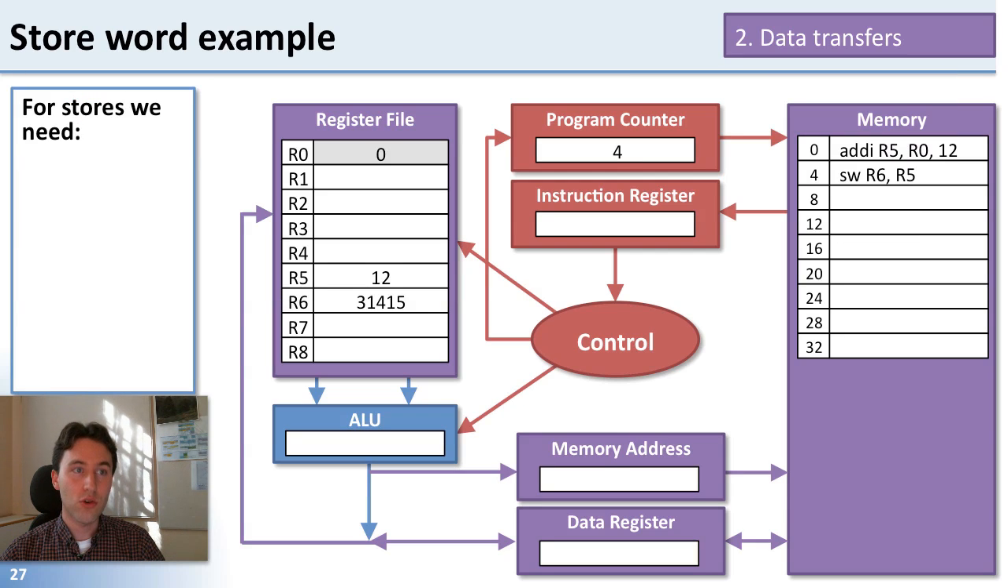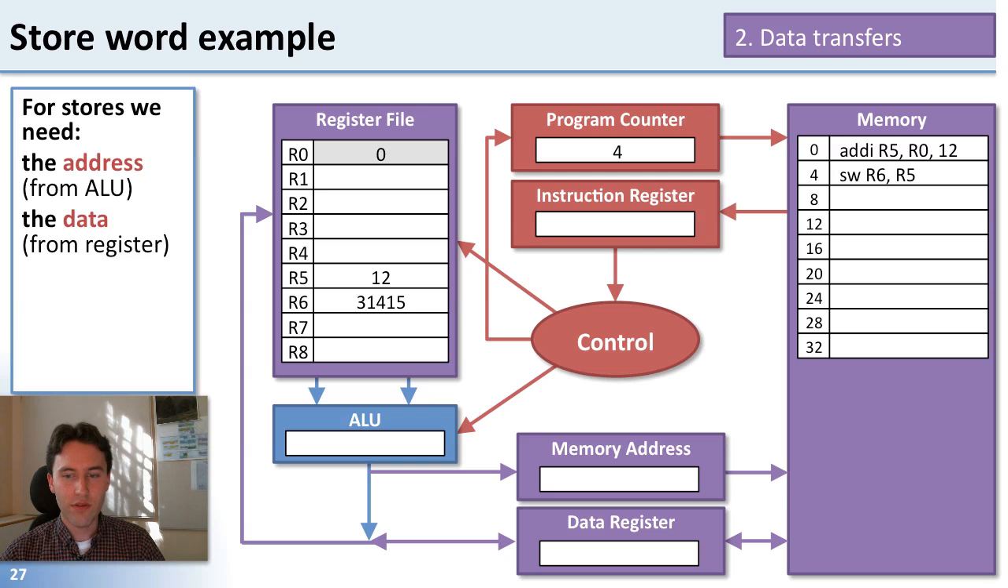Let's take a look at store. So stores are very similar to loads, but we need two things. We need the address from the ALU, just as we did before, and we need data. We need the data that we're going to store into memory. And this is why we have a memory address register and a data register, so we can have these two pieces of data.